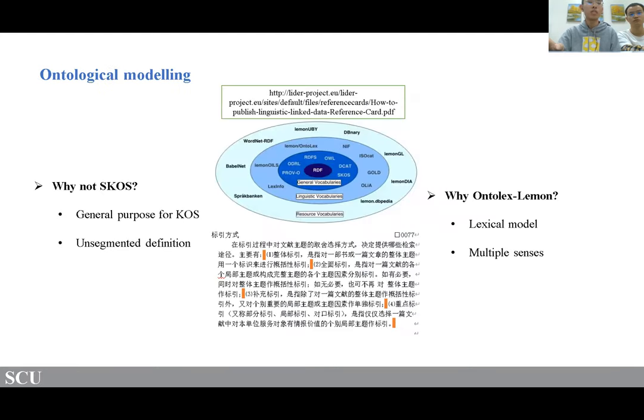However, after we finished the initial processing of the data, we found that SKOS was not that appropriate for lexical modeling. SKOS is a general-purpose KOS, and in comparison, OntoLex-Lemon as a specialized lexical model is more suitable to represent the extended properties of the lexicon. As shown in the figure, some of the lexical entries contain multiple senses separated by brackets in between. In SKOS, this can only be represented by an unsegmented definition. However, in OntoLex-Lemon, ontological modeling allows for efficient text segmentation.